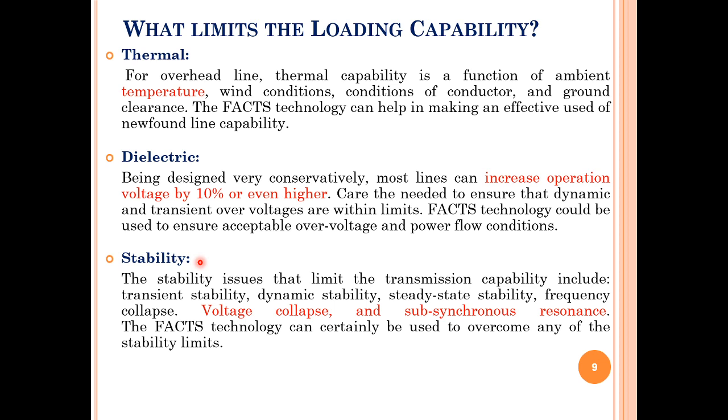Same criteria. Next, stability. Coming to the stability point of view, the stability issues that limit the transmission capability include which types of stability? Transient stability, dynamic stability, steady state stability. Depending upon these three types of stability, issues can arise: voltage collapse, subsynchronous resonance problems also. All these are problems, limitations. In order to nullify all these limitations, which technology would I go for? FACTS technology. FACTS technology can certainly be used to overcome any of the stability limits.